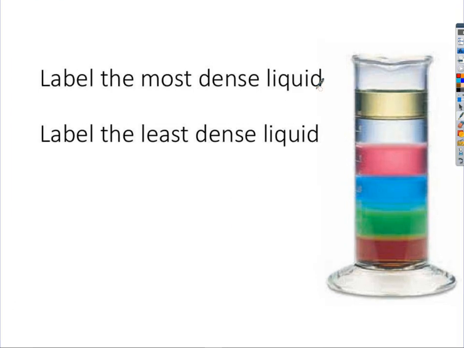Another thing we practiced was recognizing the density of liquids if they're combined in a container. The most dense liquid should be the one that sinks, so that's going to be the red liquid on the bottom. The least dense liquid would be the yellow liquid on the top because it's floating.